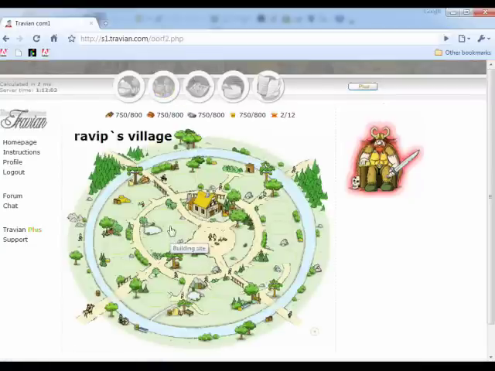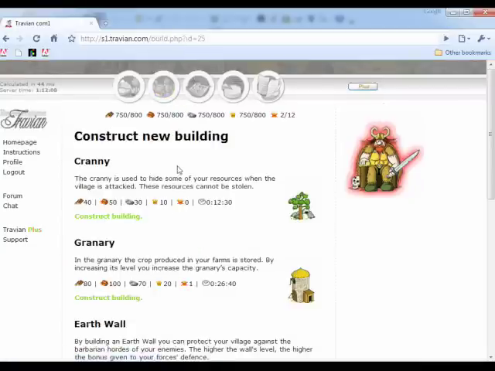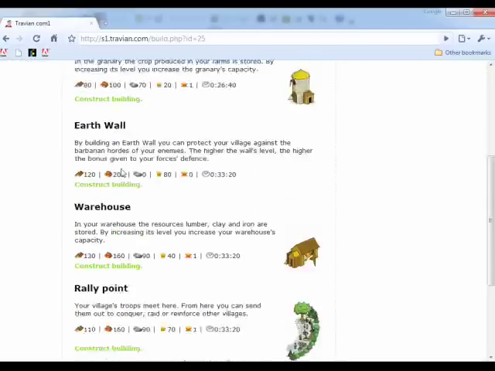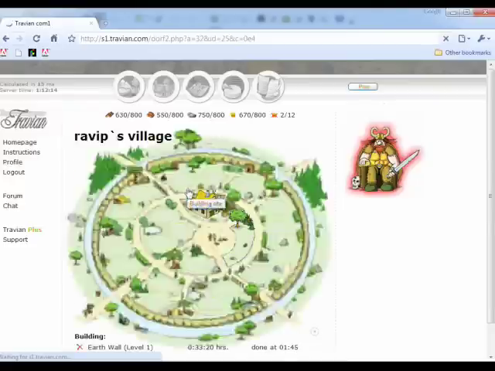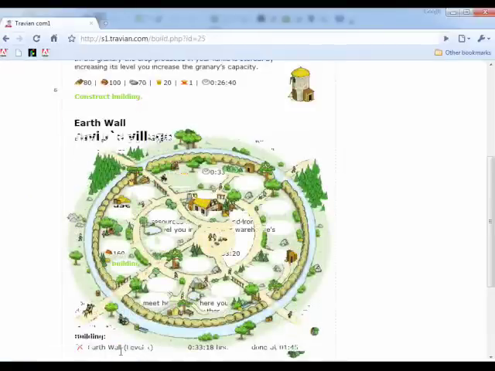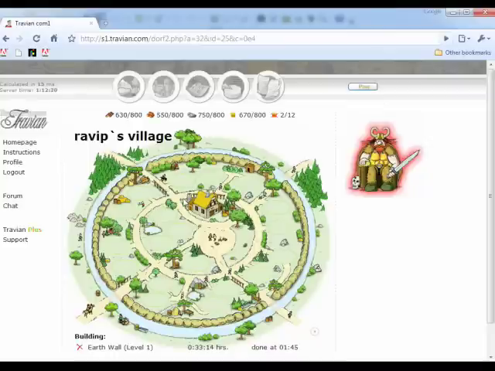I have my own little village here. There's all sorts of ways I can build it up. I can put little buildings in. There's all these different things I can construct. I'm going to start constructing a little wall around the outside of my building. And now it's in the process of constructing. So there's just little ways that I can manage and control my village.